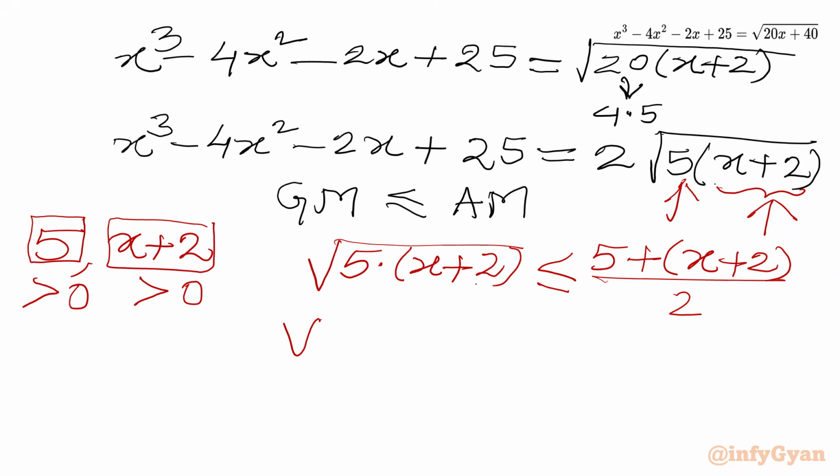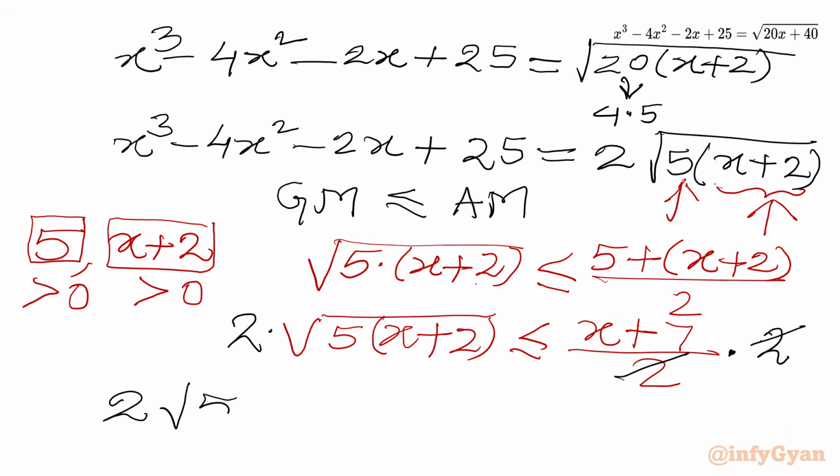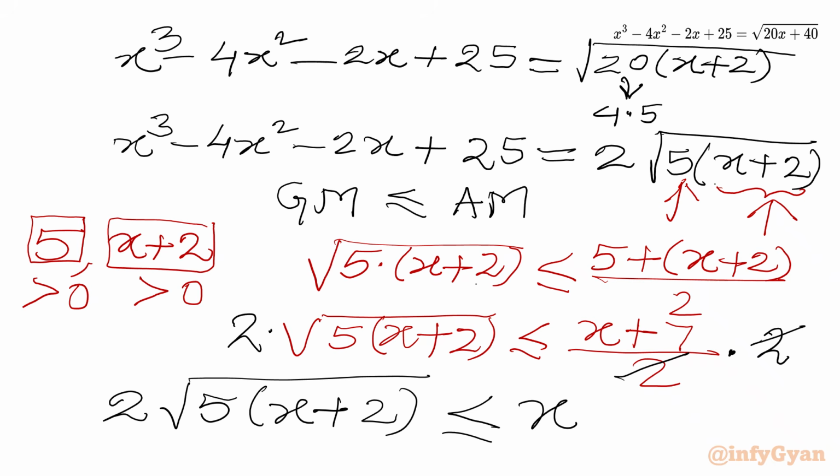which will be equal to square root of 5 times x plus 2 less than or equal to x plus 7 over 2. Now we'll multiply both sides by 2. So I will write here times 2. Here also we will multiply by 2. 2 over 2 is 1. So we have 2 times square root of 5 times x plus 2 should be less than or equal to x plus 7.